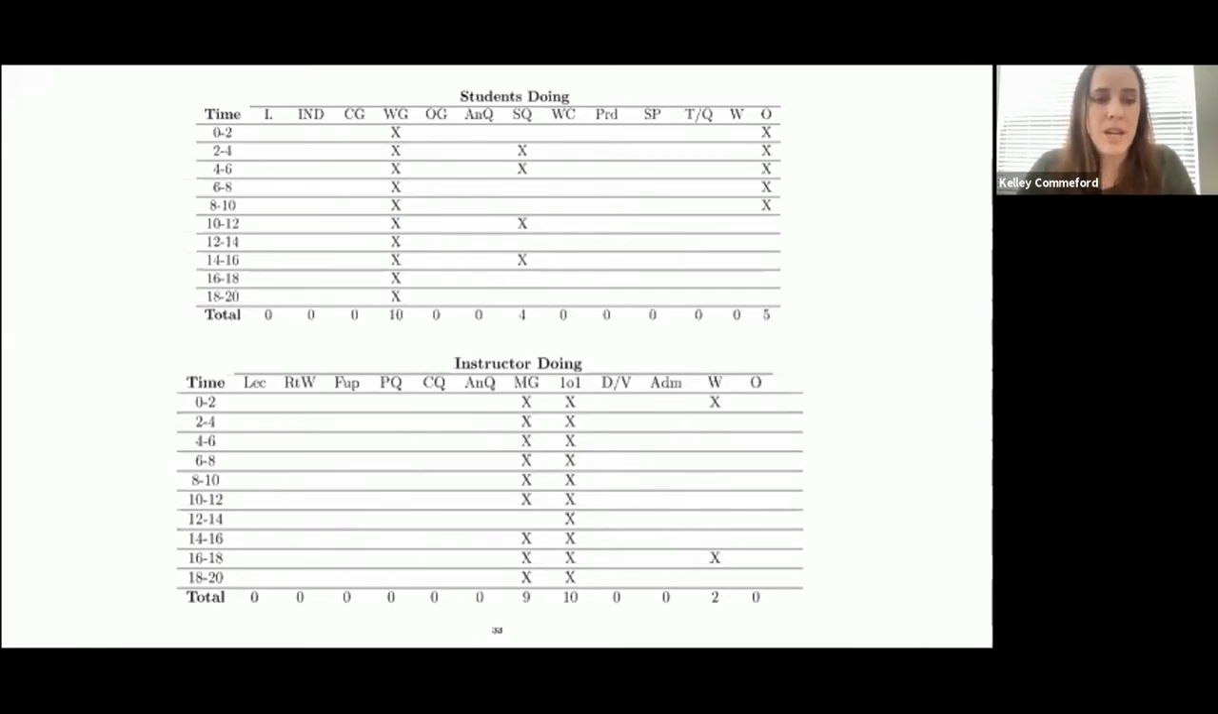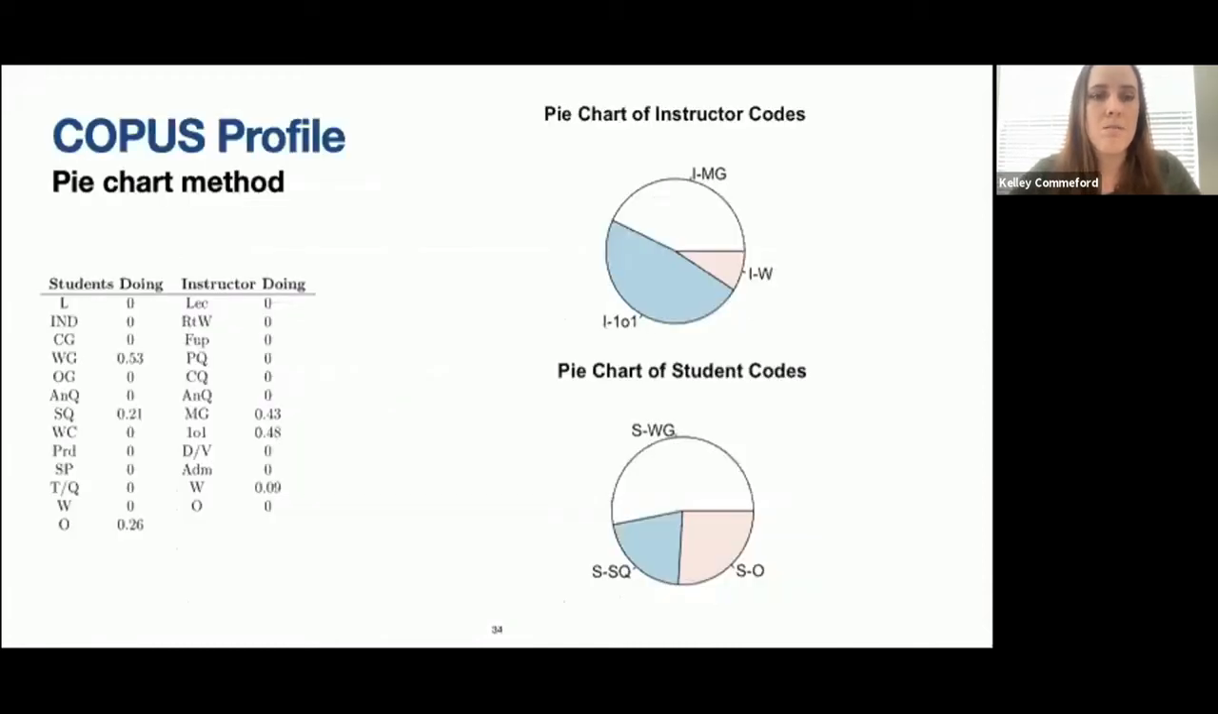There are 2 ways to make COPUS profiles. We can either use pie charts or bar charts, depending on what we're looking for. If you are more concerned about the breakdown of your types of activities, you would want to use a pie chart. The pie chart takes the ratio of X's of that code to the total number of X's. So it's the ratio of occurrences of this code to all of the occurrences. It forces it to be out of 100% of the codes.